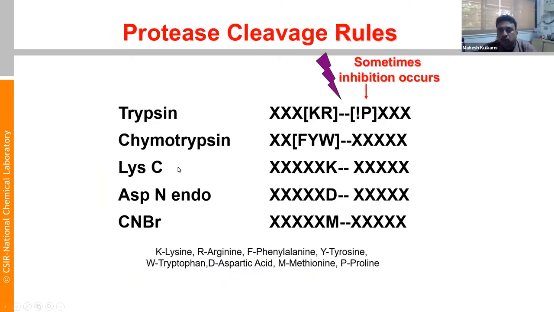The proteases used in peptide mass fingerprinting: the most widely used is trypsin, and other proteases such as chymotrypsin, lysine, ASPN, and endopeptidase, and there is also chemical hydrolysis with cyanogen bromide. Trypsin cleaves at the C-terminals of lysine and arginine, whereas chymotrypsin cleaves at the aromatic amino acids, Lys-C cleaves at the C-terminal of lysine, Asp-N cleaves at aspartic acid, and the endopeptidase cleaves at glutamic acid.